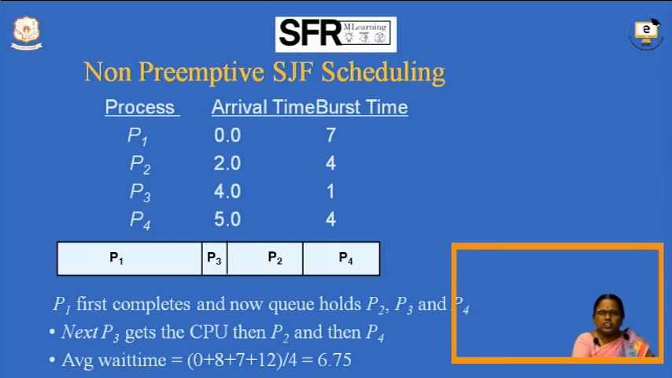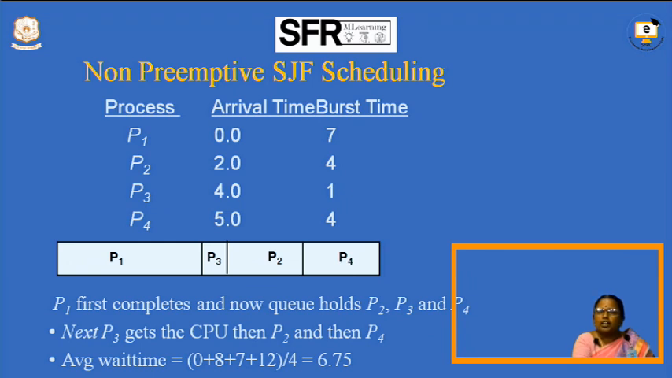So, initially at time t equal to 0, P1 enters the queue and starts execution, CPU is allocated. When time t equal to 2, P2 enters with the CPU burst request of 4 units of time, and the remaining time needed for P1 will be 7 minus 2, so the CPU remaining time is actually 5, and we have P3 with requirement 1 and it comes at 4.